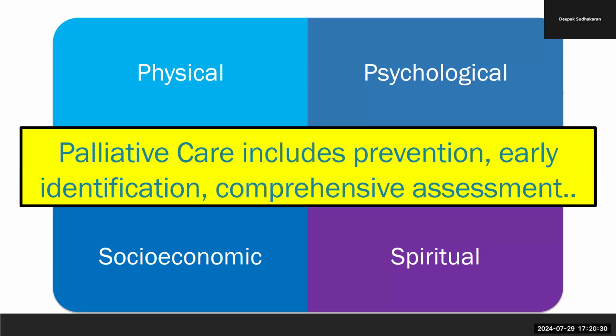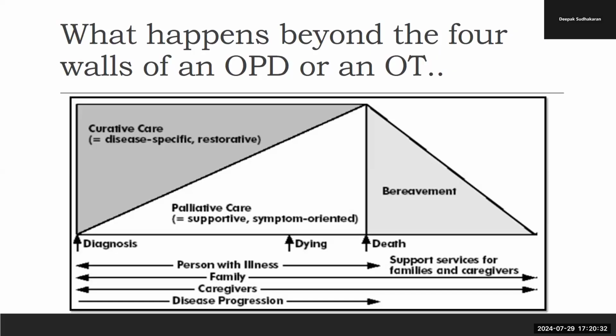So what happens beyond the four walls of an operation theater or an outpatient department is where palliative care comes in. And of course, some sort of support systems are required. But right now, let's get oriented as to what an approach for palliative care should be. Next slide.